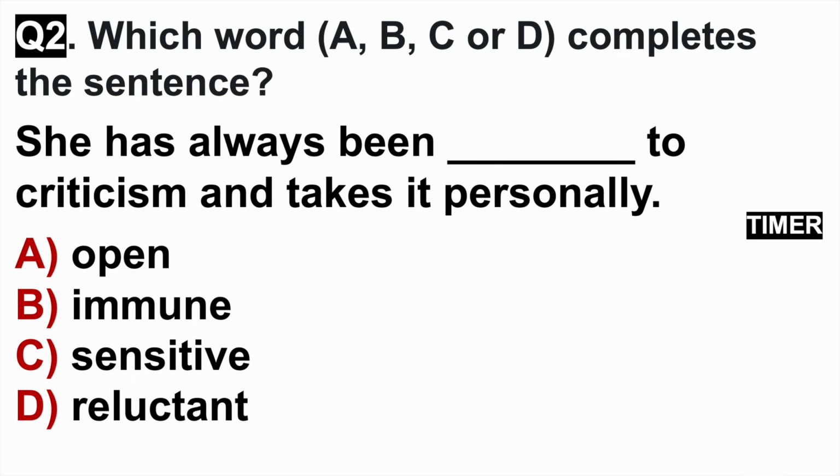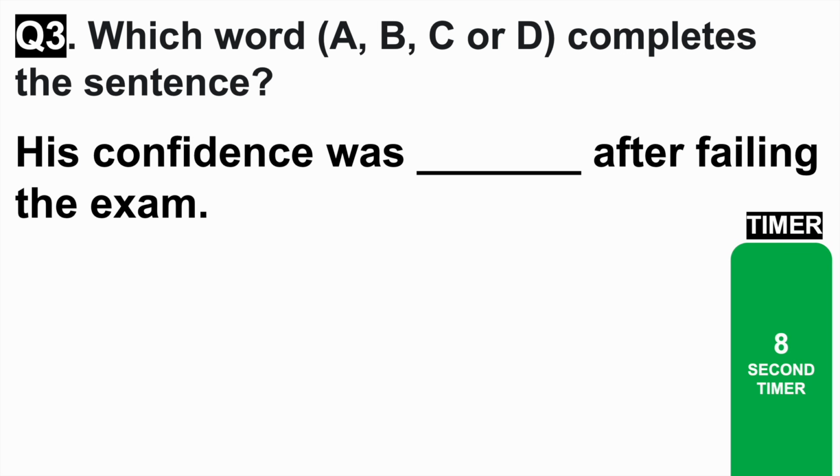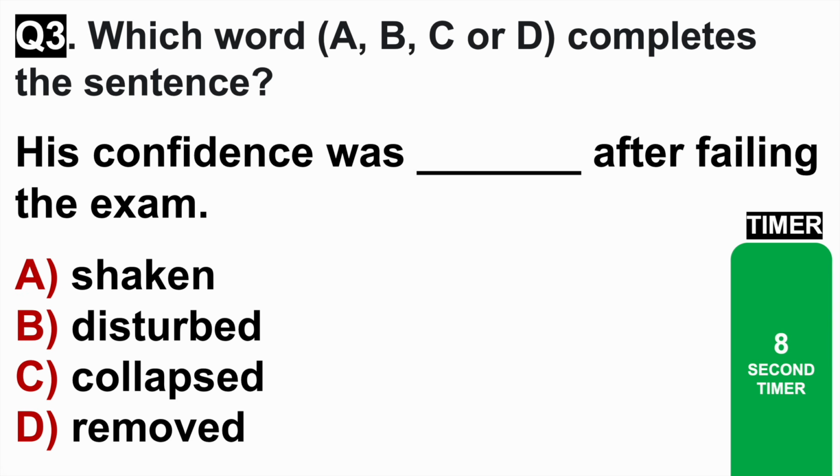Well done. English language test question number 3 reads, which word, A, B, C or D, completes the sentence? His confidence was blank after failing the exam. Is it A, shaken, B, disturbed, C, collapsed or D, removed? Here is your 8-second timer. Please tell me your answer in the comments.